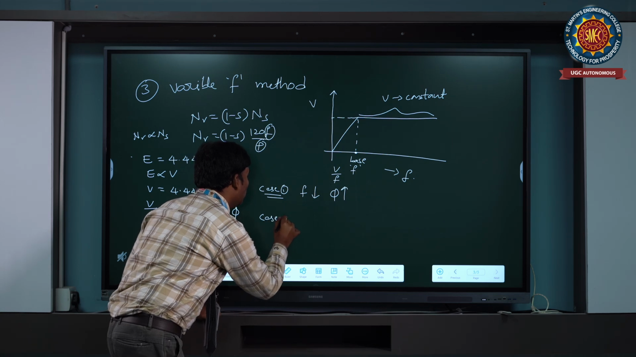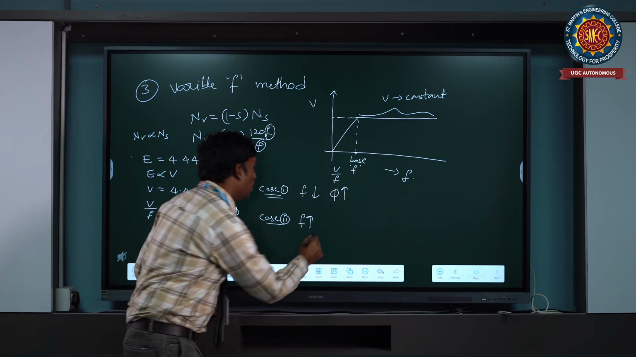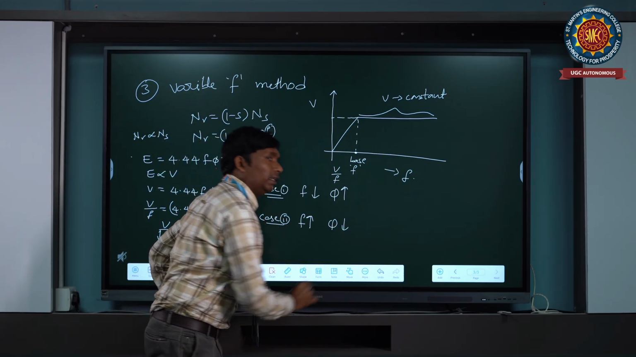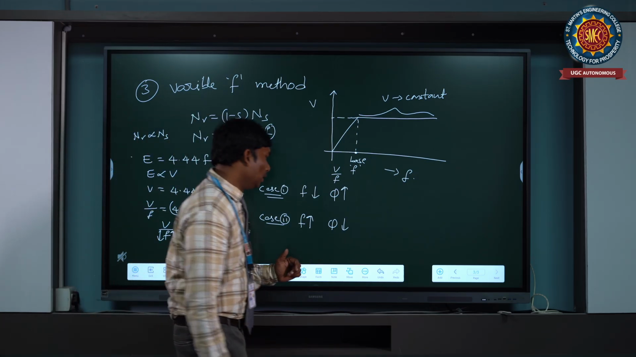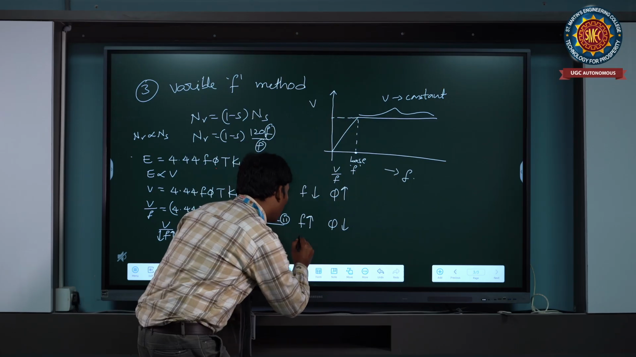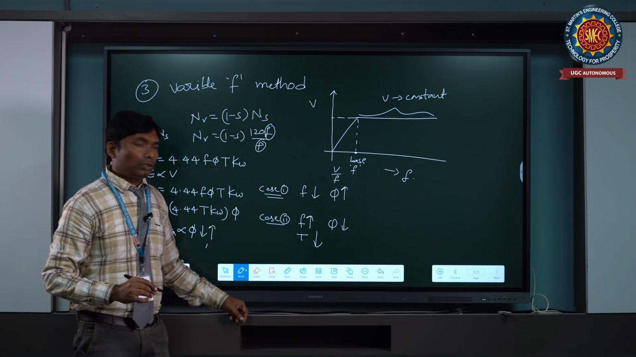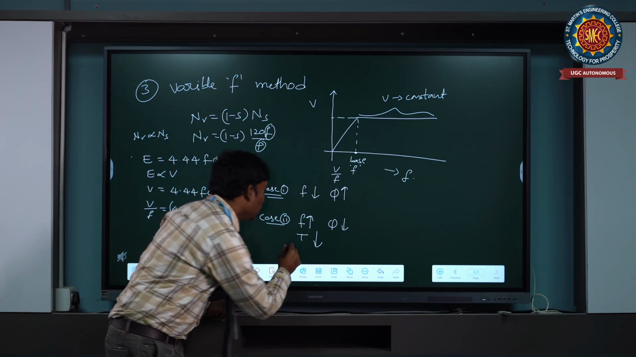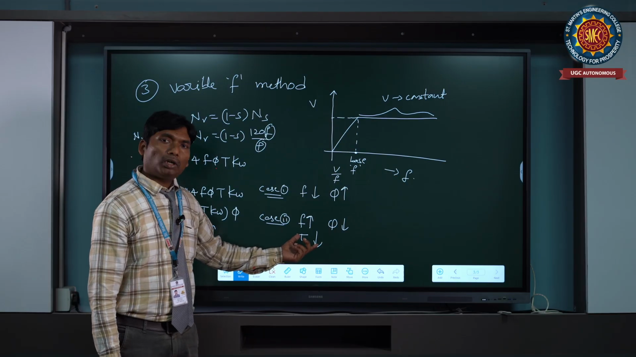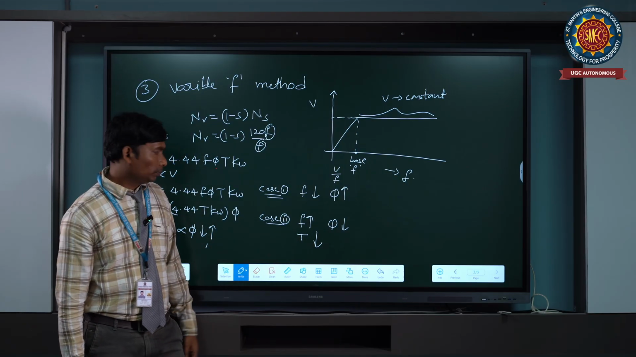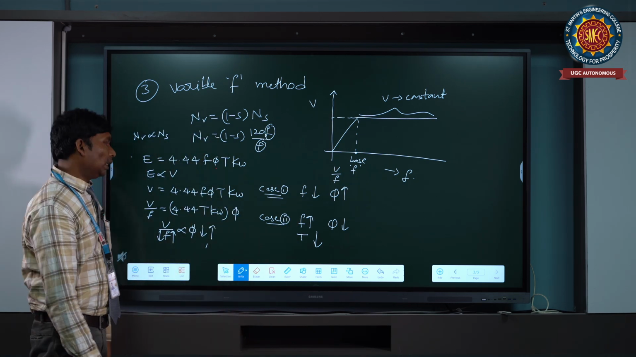Second condition, when frequency increases, flux will be decreased. In this condition, the torque developed by the induction motor will be reduced. So finally, when torque is decreasing, the motor does not move. So in this way, we can control the speed of the induction motor.